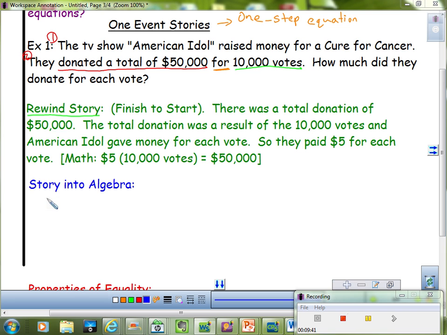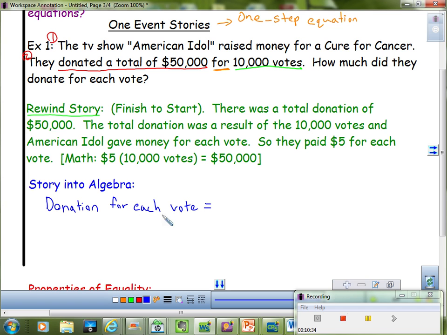For this one it's just phrases. So they gave a what? A donation. And they gave a donation for, don't say cancer, they gave a donation for what? For each vote. Does everybody agree that if I had to sum up the story, that's what happened? Alright, does it have a total? Since it has an ending, you got to put an equal sign to give the ending.